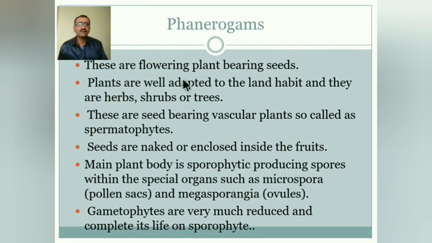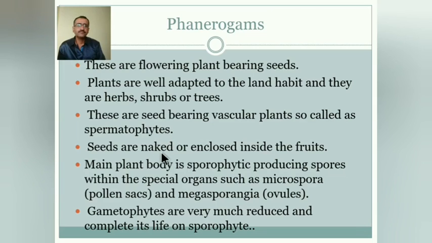Plants are well adapted to the land habit, and they are herb, shrub or tree. As we know, phanerogamic plants are divided into three habits: herb, shrub and trees. They are seed bearing plants because the flower further produces the fruit, and in that fruit the seeds are present, in both angiospermic and gymnospermic plants. These are seed bearing vascular plants, so called spermatophyte. Sperma means seed, phyte means plant. Plants having seeds are known as spermatophytic plants.